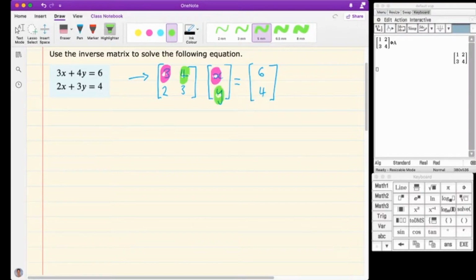Now, where we go from there is just a little bit different. So how do we solve this? We know that in the past we need to get x and y on their own somehow, or in simultaneous equations, bring it down to a case where we only have an x or a y. Now we can't do that in matrices, so what we use is this.